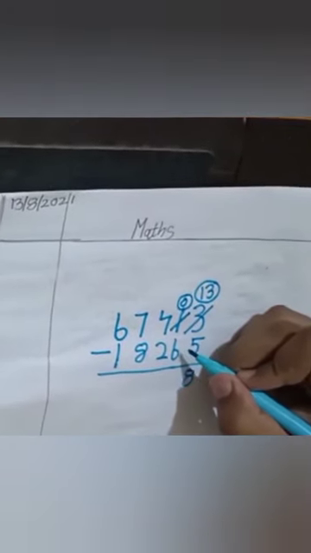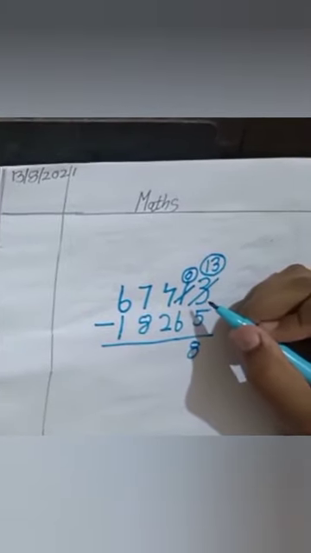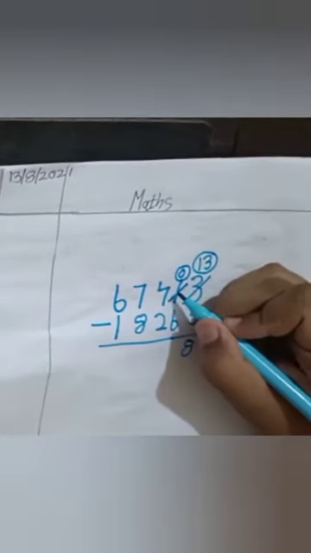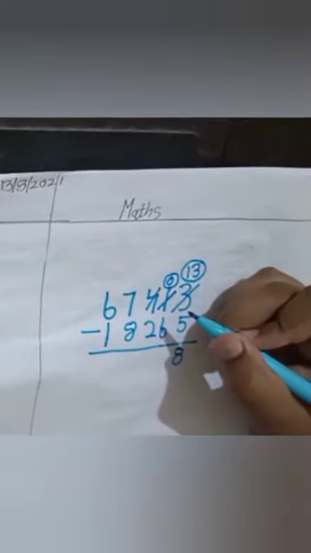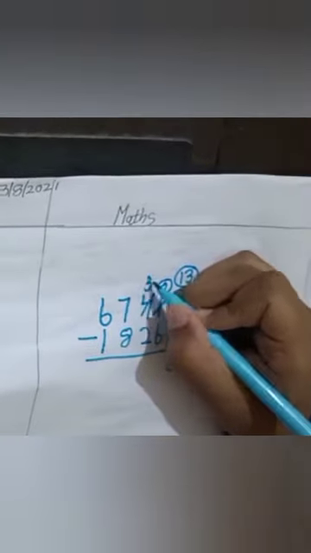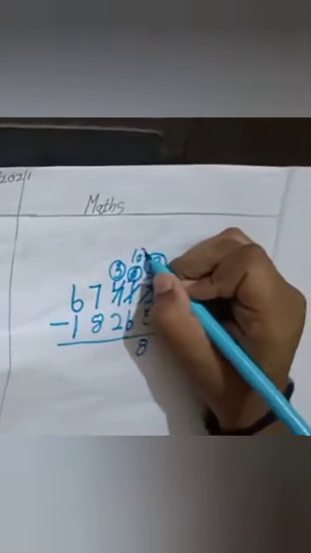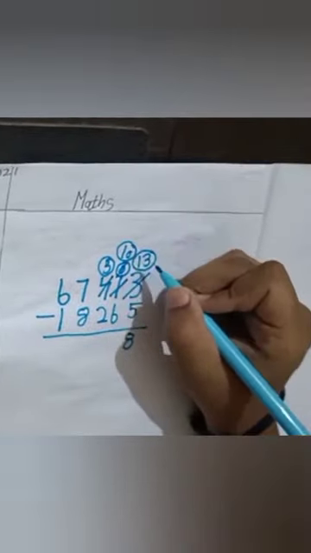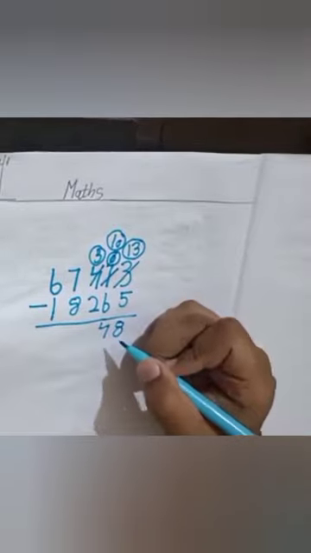And now we have to subtract 6 from 0. Doing that is also not possible, so we take borrow from the next number, which is 4. Once we take borrow from 4, 4 becomes 3 and 0 becomes 10. 10 minus 6 is 4, so we put the answer as 4 here.